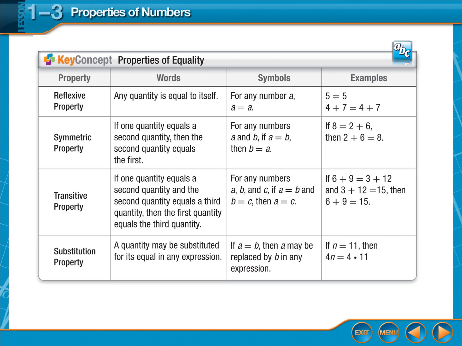Okay. Transitive property. This one's a little bit trickier. You flip the B and the C. So they start here. 6 plus 9 equals 3 plus 15. Okay. They can flip it. They mean the same thing. Again, addition, no matter how you do it, it means the same thing.